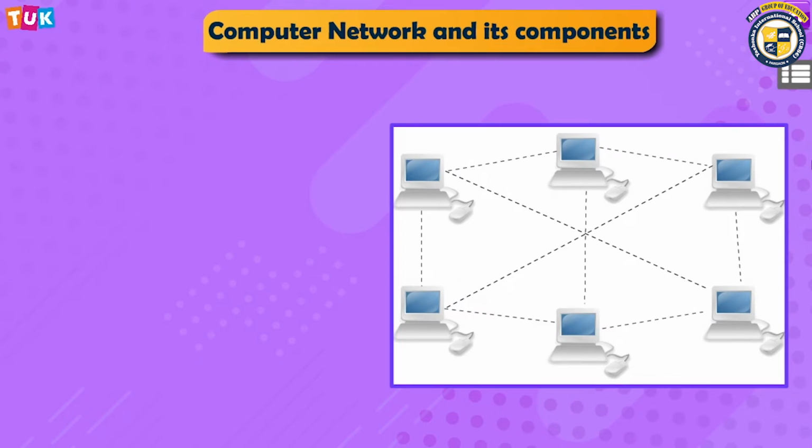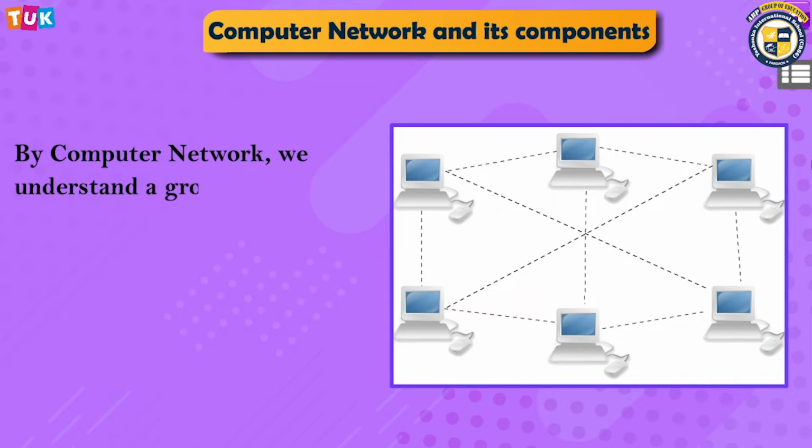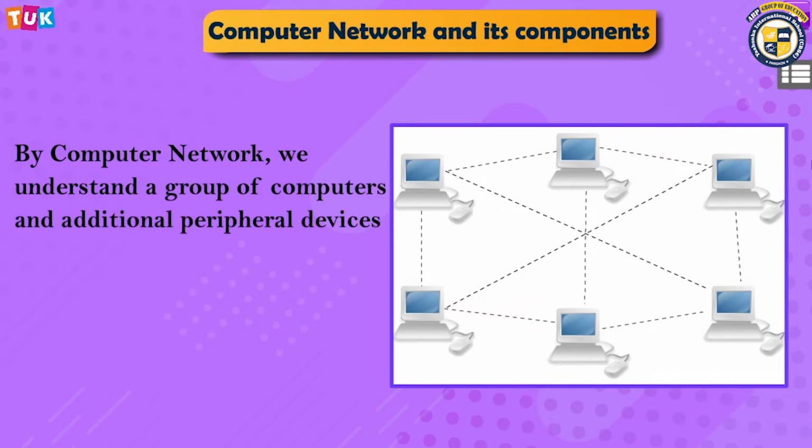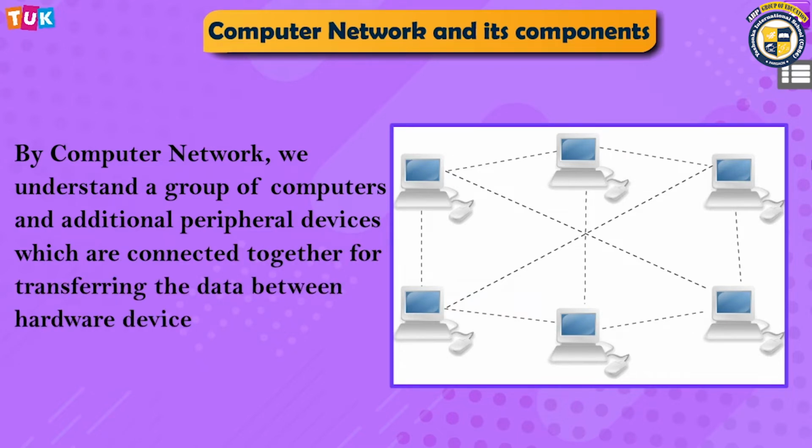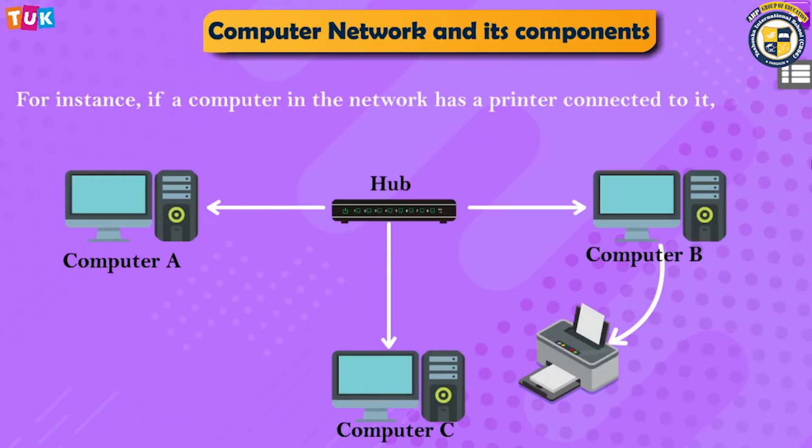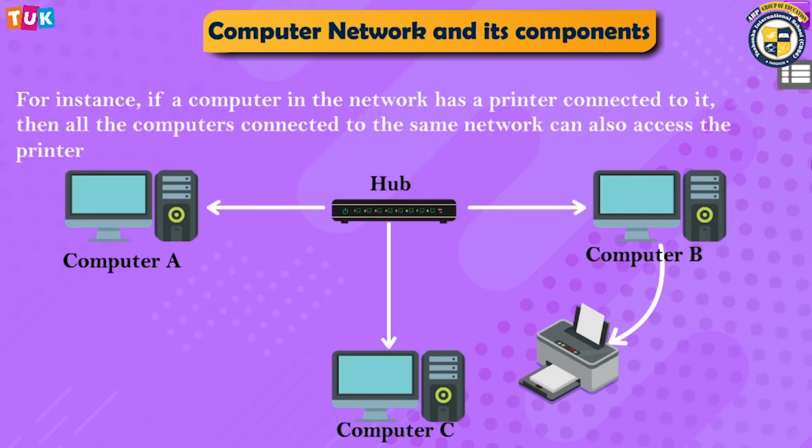Computer network and its components. By computer network, we understand a group of computers and additional peripheral devices which are connected together for transferring the data between hardware devices. For instance, if a computer in the network has a printer connected to it, then all the computers connected to the same network can also access the printer.